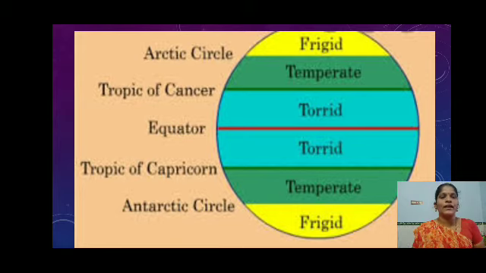Then from the Tropic of Cancer, that is 23.5 degree to 66.5 degree, that is Tropic of Cancer to Arctic Circle. The same in the south, 23.5 degree south to 66.5 degree south, that is Tropic of Capricorn to Antarctic Circle. These two places are the temperate zones. What is called temperate zone? Temperate zone means it does not receive too much heat or too much cold.